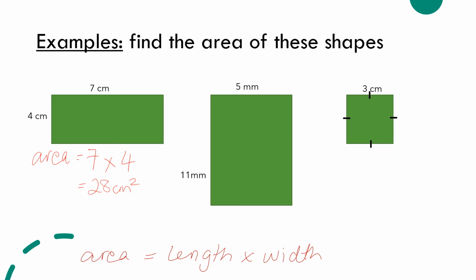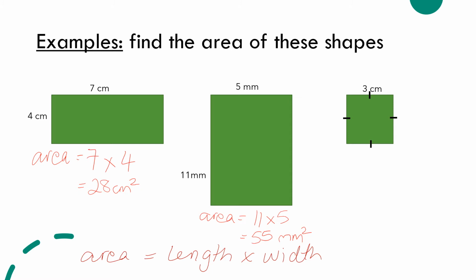Moving on to the second shape, we have 11 and 5 as its 2 dimensions. So we would do area equals 11 times 5, and 11 times 5 is 55. Again, look at your units, it's millimetres in the question, and this is a 2-dimensional answer, it's area, so it's millimetres squared because it's area. If we were finding a length, it would just be millimetres.